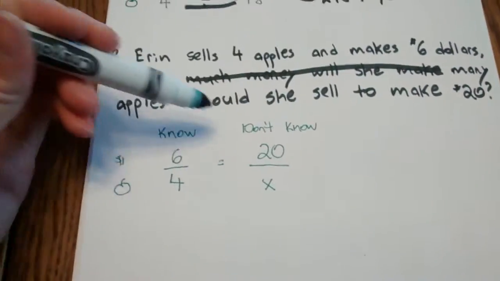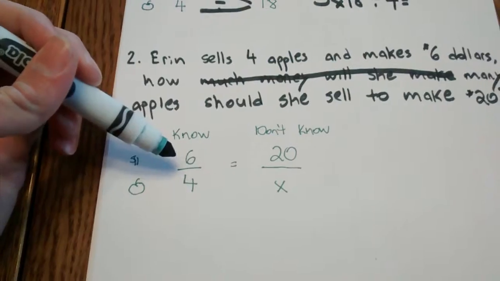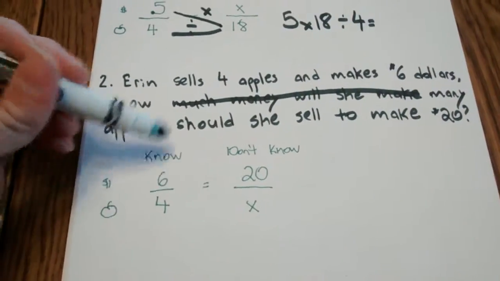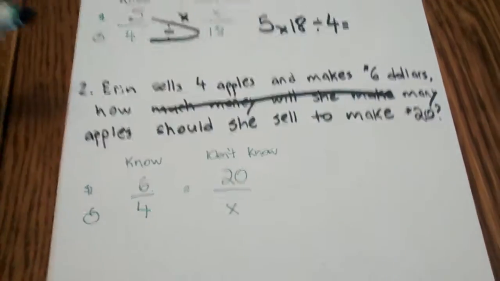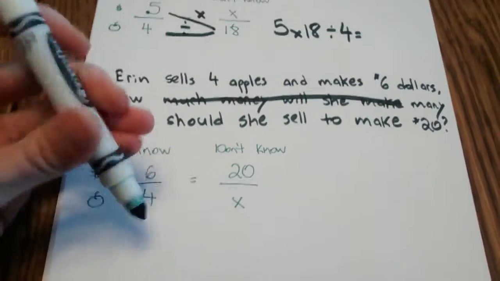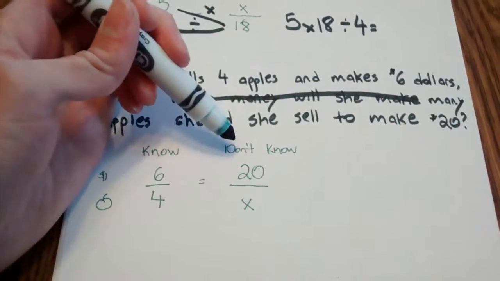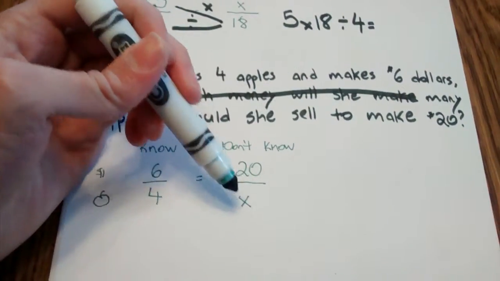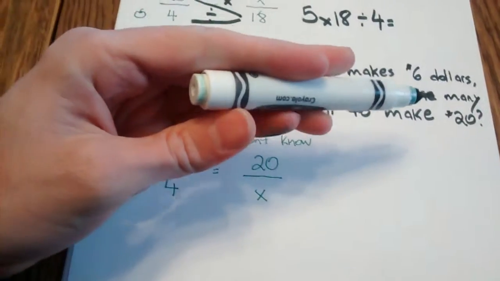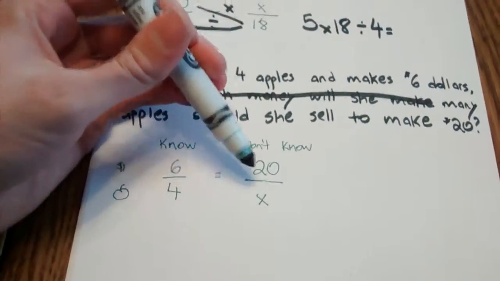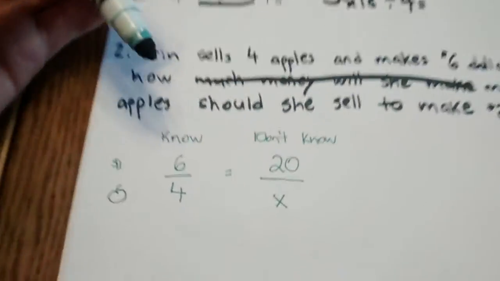I first set up a know and don't know table. I know that the price is $6, and that's for 4 apples. So I could do 6 divided by 4, and you figure out, oh, she's making $1.50 per apple. Here's what I don't know. I don't know how many apples it takes for her to make $20. So her goal is to make $20, which we know up here. But we don't know how many apples that will take.